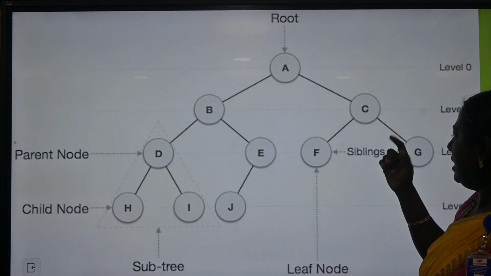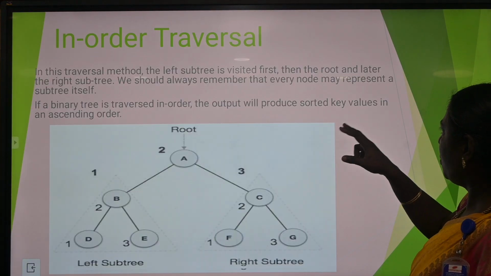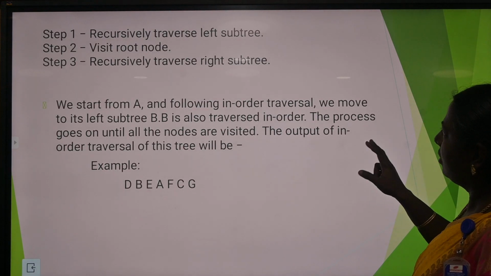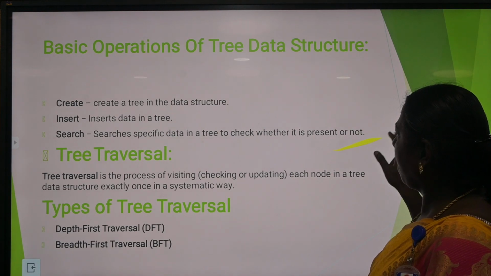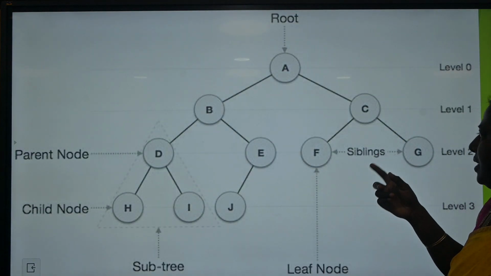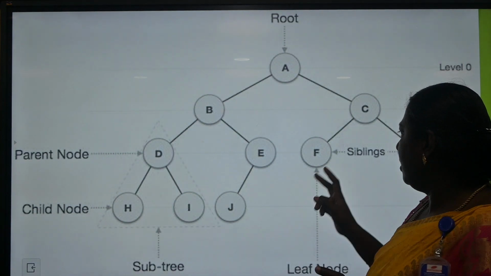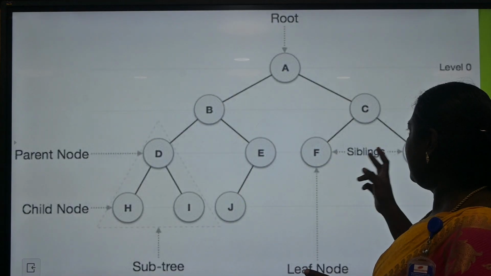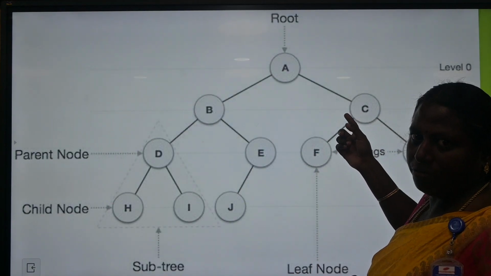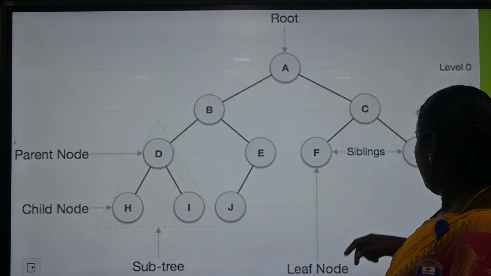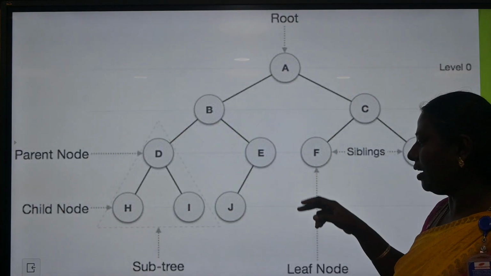Then next one is C. This is the level: level 0, level 1, level 2. Then siblings. Siblings means children of the same parent. That means F and C are siblings. So F and C have the same parent. Then a leaf node means a node that has no children.